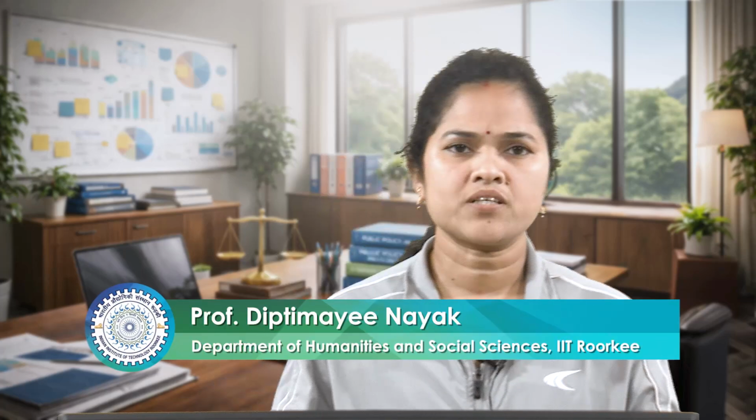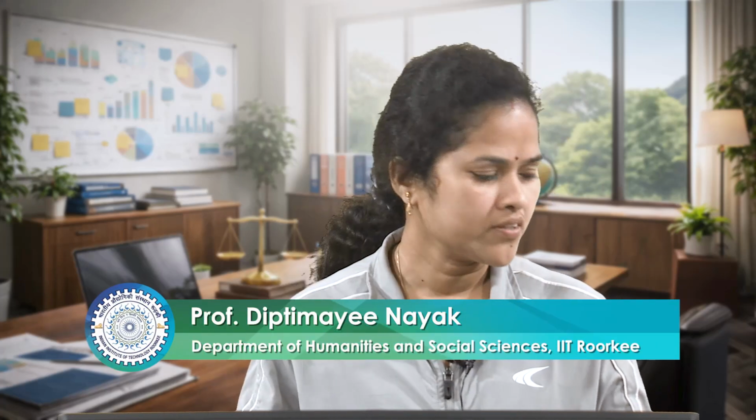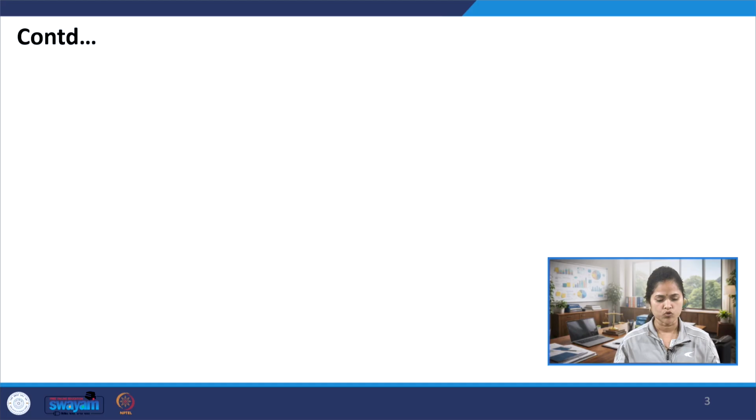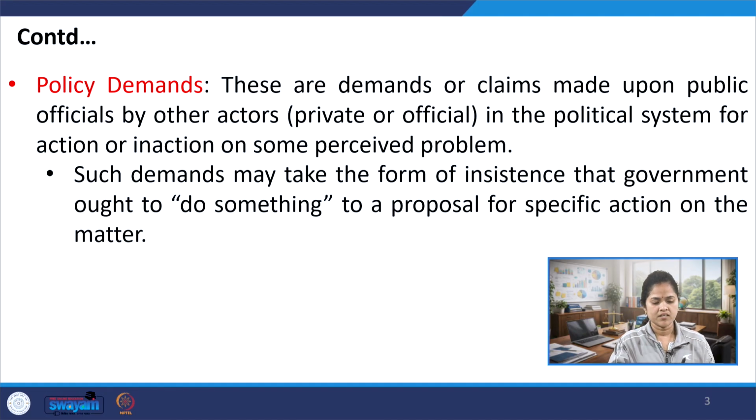In the last class, we discussed public policy, the definition and nature of public policy, along with the basic concepts of public policy. So today we'll be discussing the scope of public policy, and mainly we'll be discussing 5 different types of concepts that delineate the very scope of public policy. The first one is policy demand, policy decision, policy statement, policy outputs and policy outcomes. So let's understand one by one what these concepts are and how they delineate the very scope of public policy. So the first concept is policy demand.